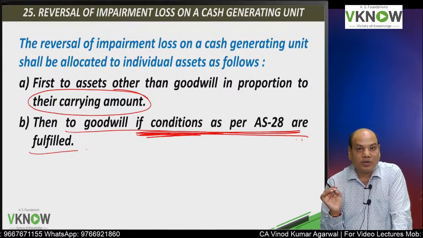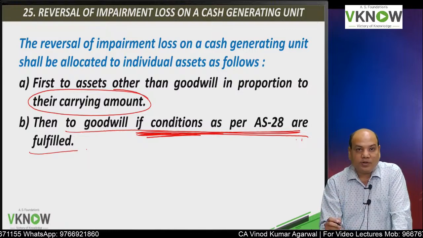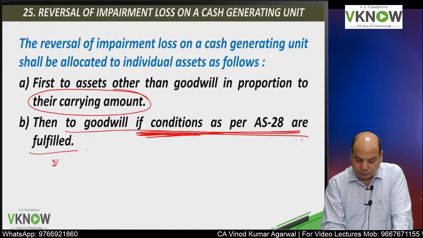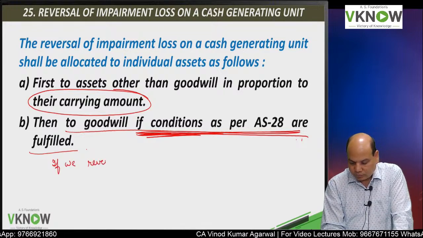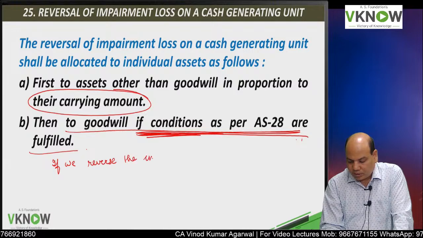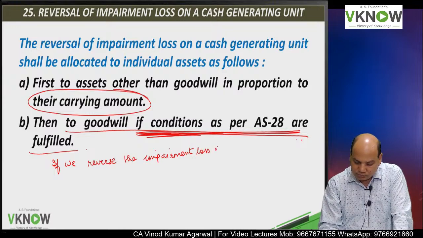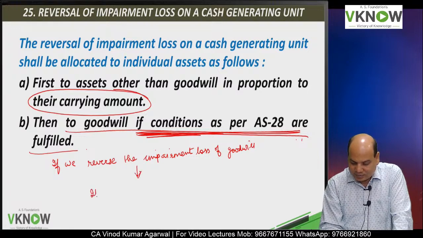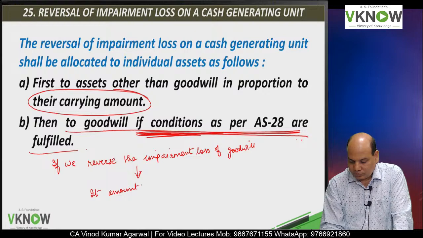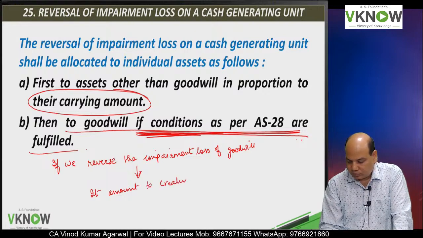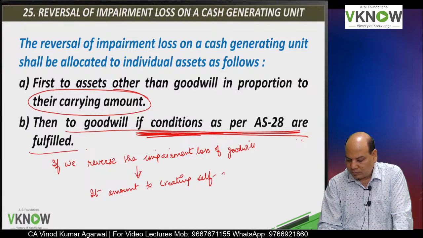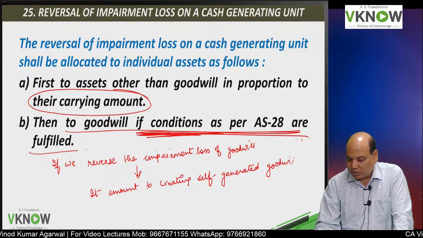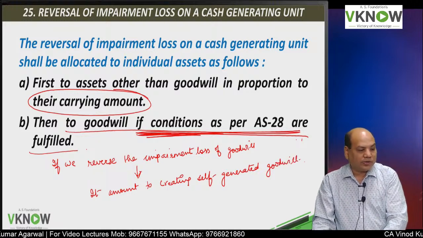Sir, why don't we reverse the impairment loss of goodwill? Because if we reverse the impairment loss of goodwill, what does it mean? It amounts to creating self-generated goodwill. That means again the goodwill of the company has increased. That is why there is a reversal. So you are trying to record self-generated goodwill.